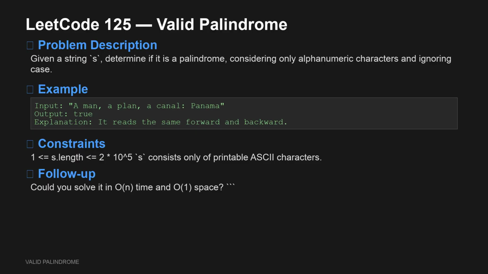In this problem, we are tasked with determining whether a given string is a palindrome, while strictly considering only alphanumeric characters and disregarding case sensitivity. A palindrome reads identically from both ends. Key constraints include that the input string can vary in length from 0 to 200,000 characters and consists solely of printable ASCII characters. These constraints necessitate an efficient approach to ensure our solution performs well, even with the upper limits of input size.